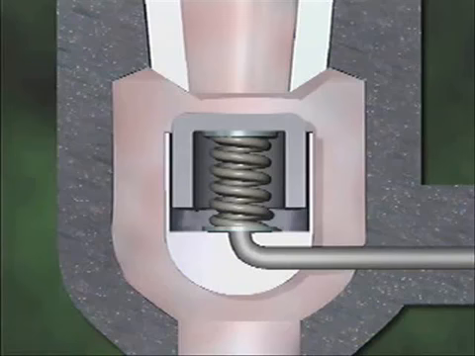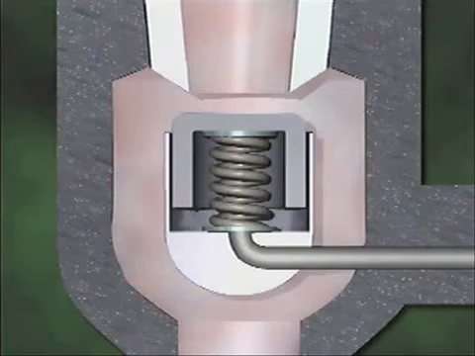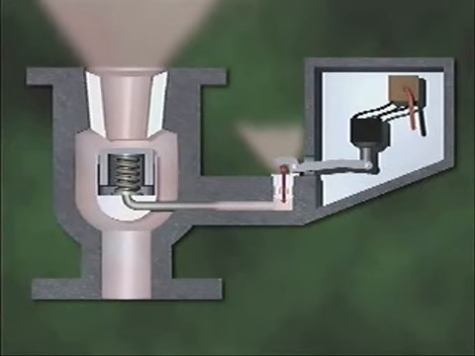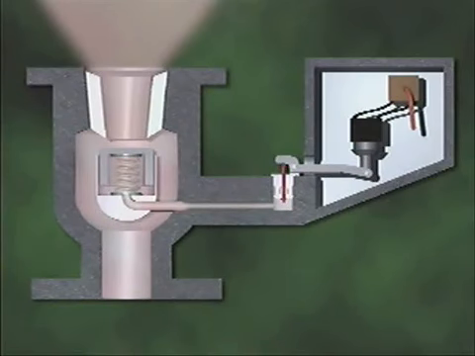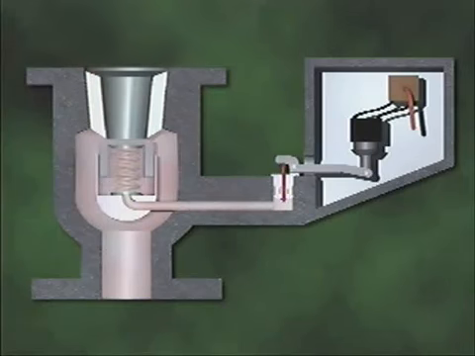With no counterbalancing pressure below the disc, the pressure above the disc easily overcomes the spring tension, so the valve opens to release system fluid through the outlet above the disc. When system pressure returns to normal, the pilot valve closes. Pressure then builds up again below the main valve disc and helps the spring hold the disc closed.